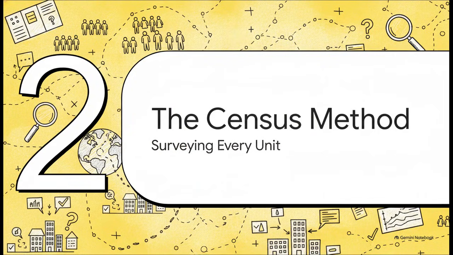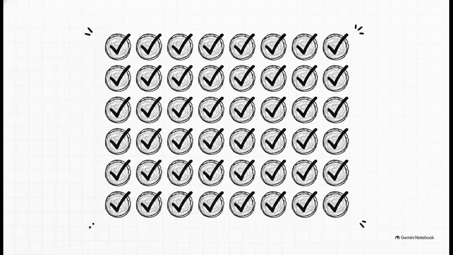Moving right along to Section 2, the census method. So, once you have your population defined, how do you actually gather the data? Well, the mechanics of the census method are incredibly straightforward, though definitely not easy. In a census inquiry, you collect data from each and every single unit constituting the population. There is absolutely no guessing here. If your population is 100 items, you physically check all 100 items. You enumerate absolutely all items in your universe, leaving no stone unturned.